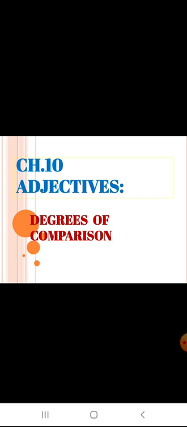Before going into the topic, let me explain what an adjective is. Adjectives are words that describe a noun. What is an adjective? It describes a noun. A noun is a word for a person, a place, a thing, an event or an idea. Whatever we call by a noun, the adjective will describe it.